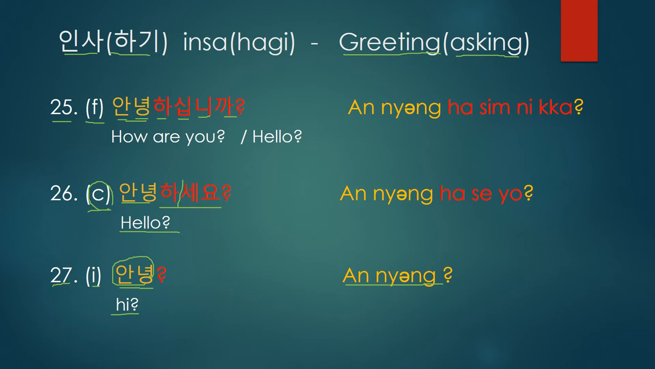And number 25. Now 25 is the formal style. It ends with 하십니까. 안녕하십니까. How are you? And it also has the same meaning. Hello. 안녕하십니까. Okay, next phase.